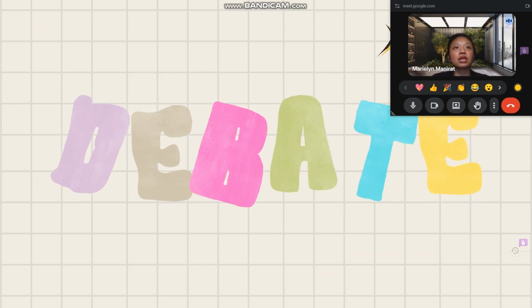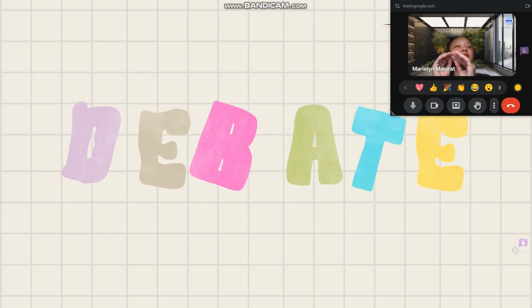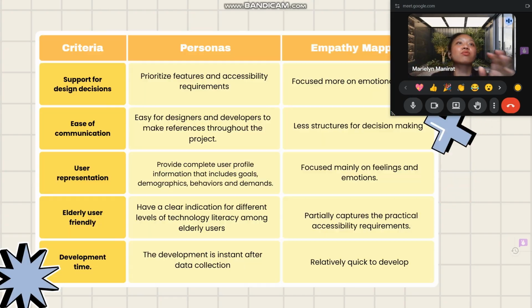So let us debate with the personas. The debate that we selected for personas is empathy mapping. We will go through the criteria one by one between personas and empathy mapping. For supporting design and decisions, personas prioritize features and accessibility requirements, rather than empathy mapping, which focuses more on the emotional intelligence of users upon using the usability of the system.